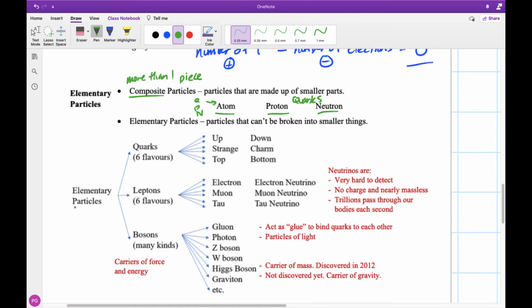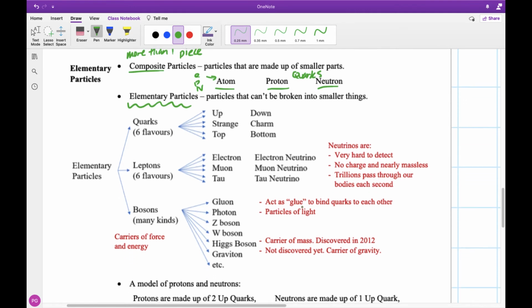So our elementary particles, these are the ones that can't be broken down into smaller things. If our composite particles can be broken up into smaller parts, those smaller parts are going to be our elementary particles, the ones that can't be broken into anything smaller. And there's a big table here. I don't expect you to memorize all of this, but I want to show you all the different sorts of weird elementary particles that exist. The first one are our quarks. These are the things that make up protons, neutrons, along with a lot of other stuff. There are 6 flavors, so 6 different types.